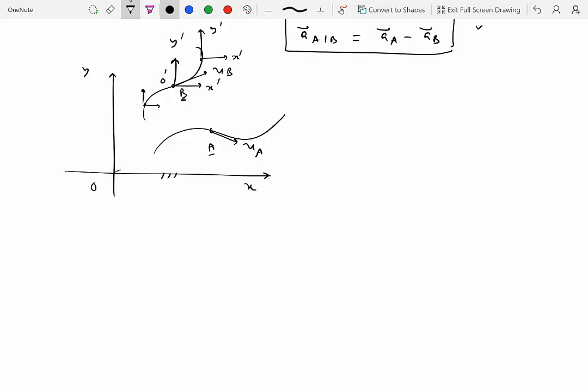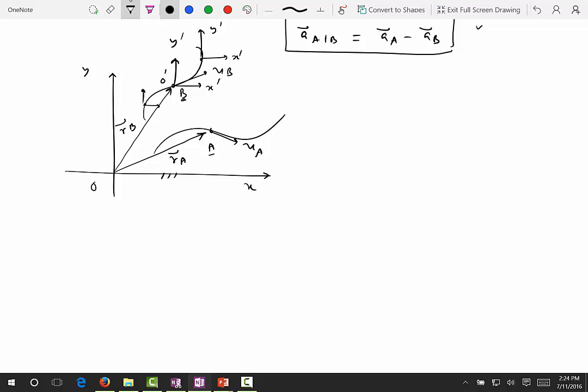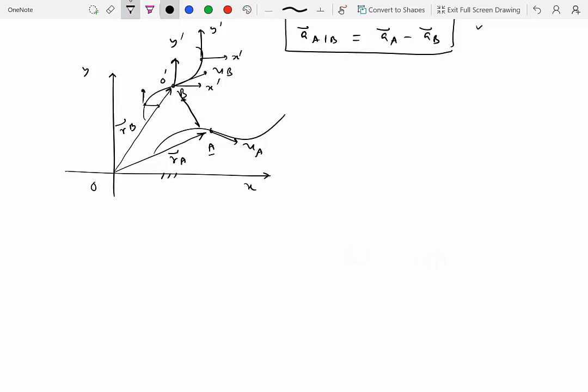So let's start by showing the position vector. So this is R sub A, this is R sub B, and notice how I'm drawing these position vectors with respect to the origin of my fixed reference frame. And we have the position vector of R of A with respect to B. Okay, so this is all shown in the fixed reference frame.